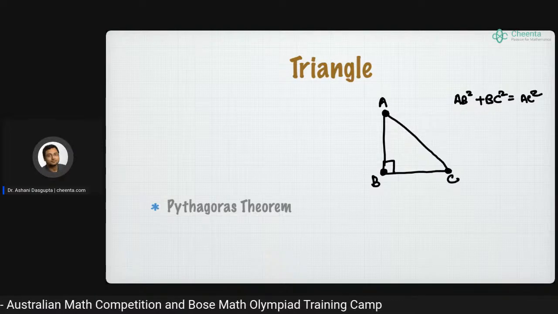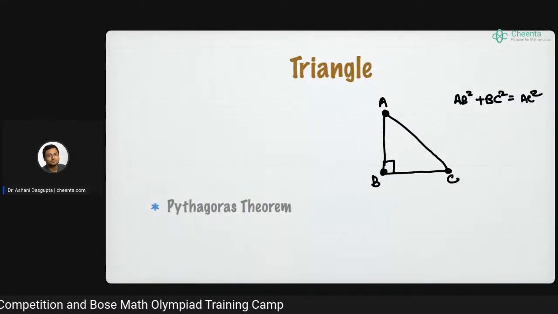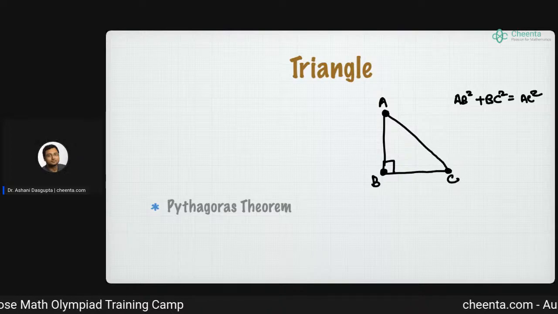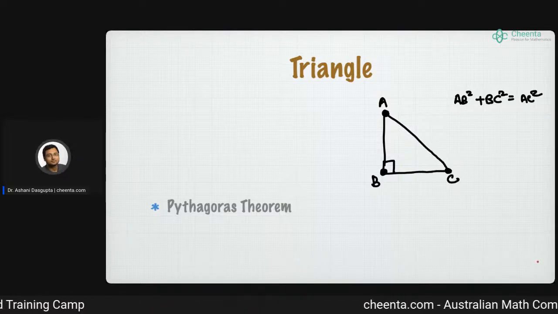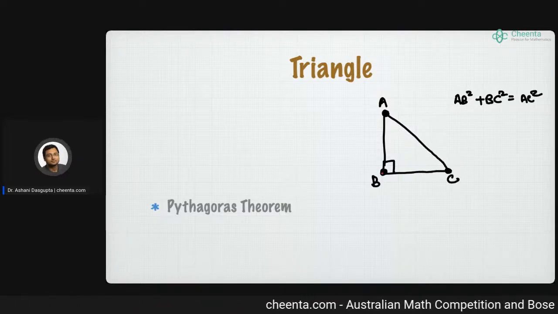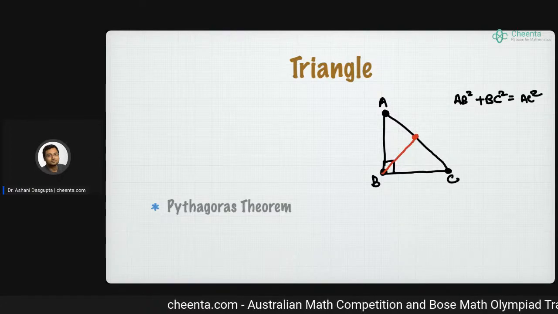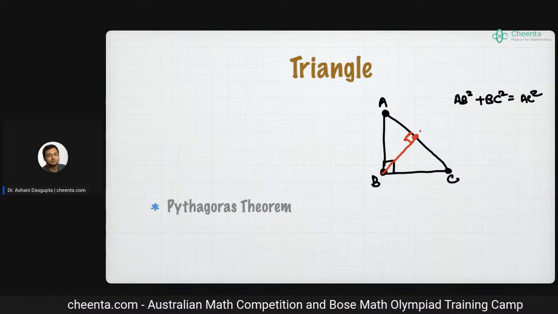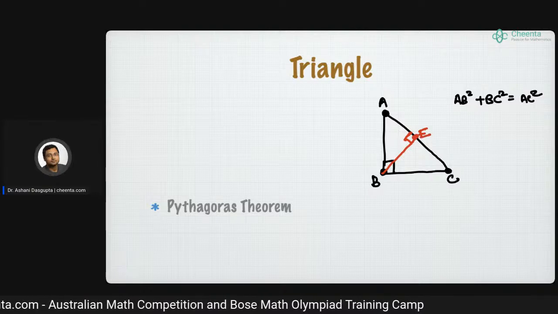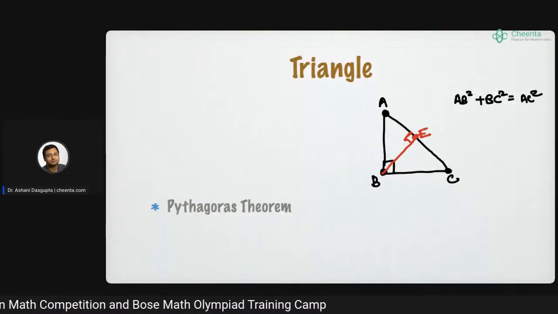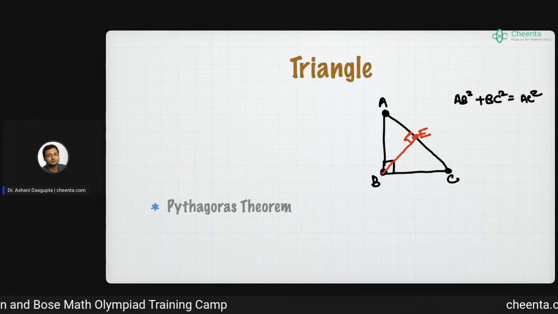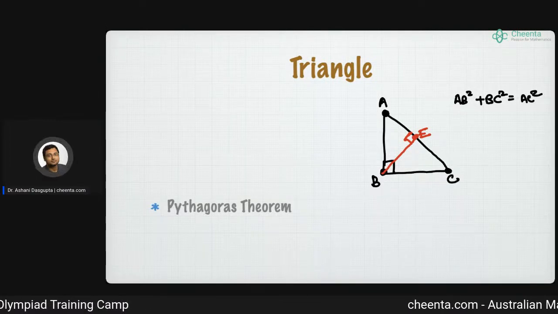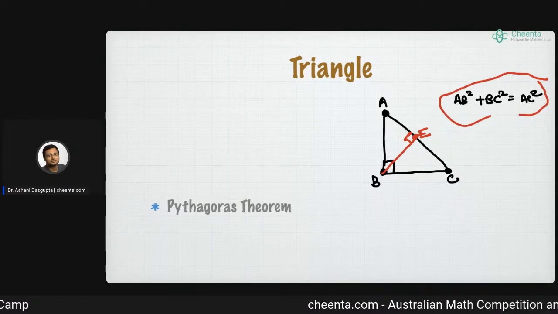And there are several proofs of Pythagoras theorem since antiquity. One of my favorite proofs uses this construction: from the point B, it drops a perpendicular BE, and it uses this construction and the properties of similar triangles to prove this result. It's a very minimalist proof.